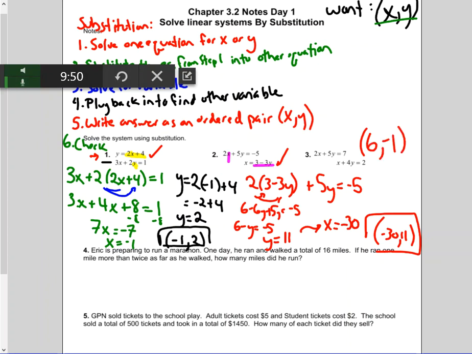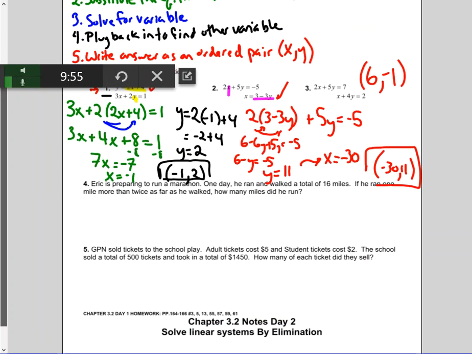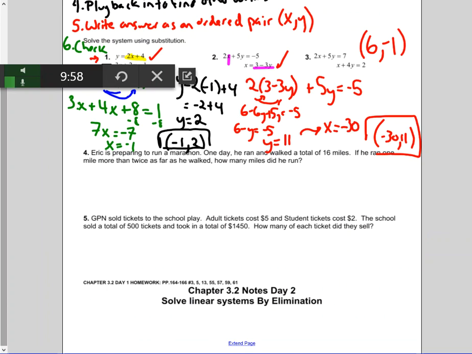You should get an answer of 6 comma -1 for problem 3. All right, let's move on to problems number 4 and 5. Let's approach some story problems.